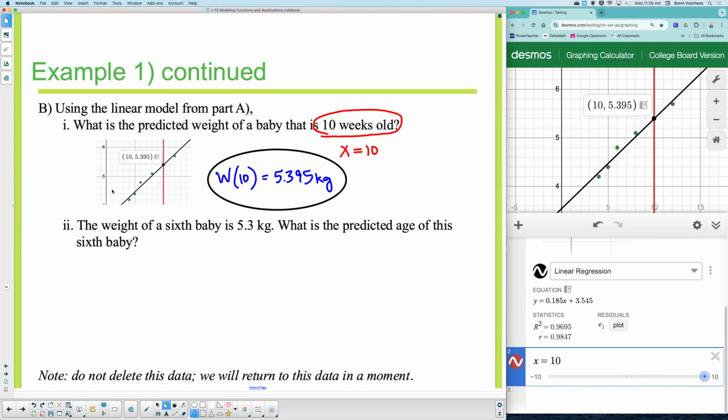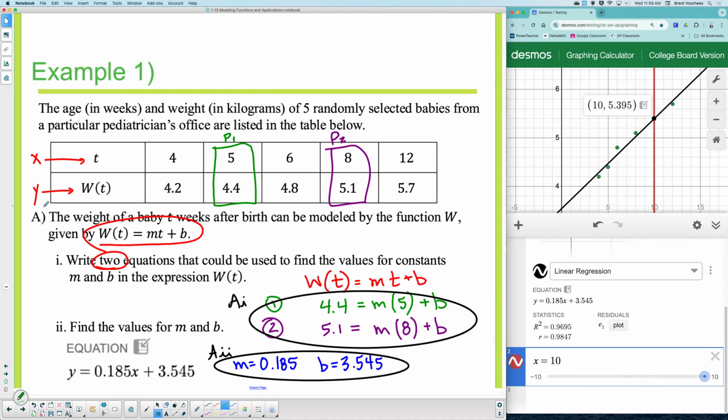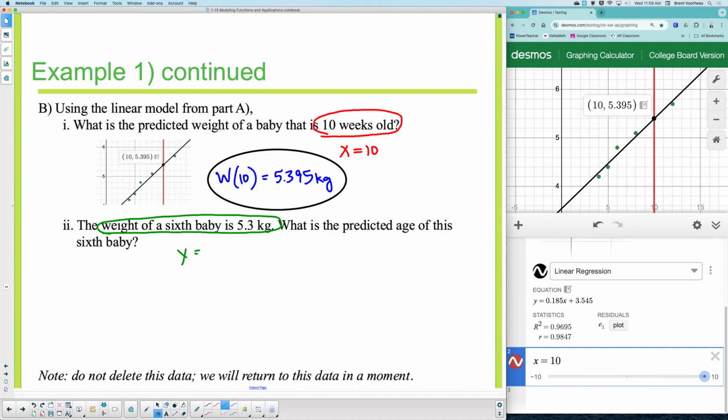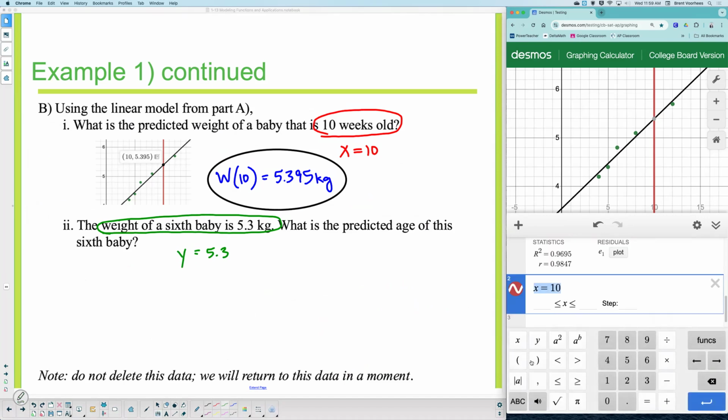In this same line of thinking, part BII says the weight of a baby is 5.3 kilograms. What is the predicted age of this baby? Okay, something has changed. This time on BII, it says the weight is 5.3. What is weight? Go back over here. Weight is our Y. So this time they're telling us the Y is 5.3. Any ideas on how you think you would solve this one? Very good. I'm just going to change this equation here. Y equals 5.3. Again, click on the intersection.